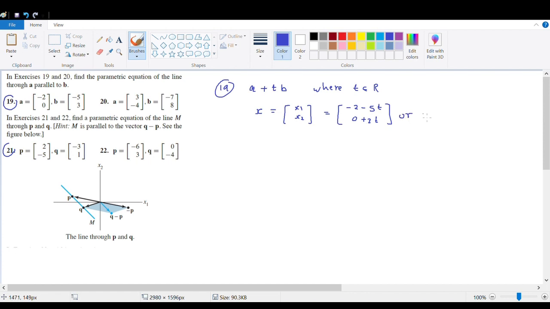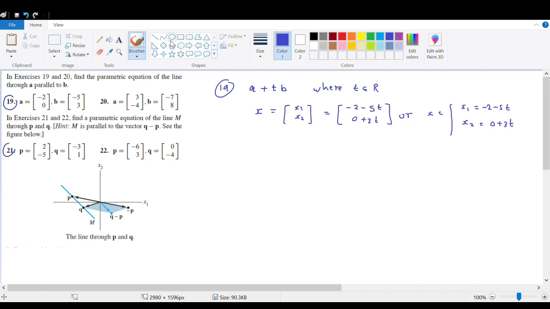Or we can write it like x = (x1, x2), where x1 = -2 - 5t, and x2 = 0 + 3t, or you can write it as 3t without 0.